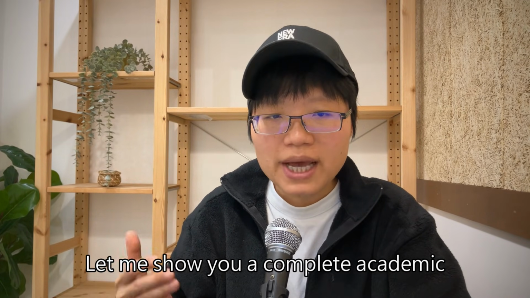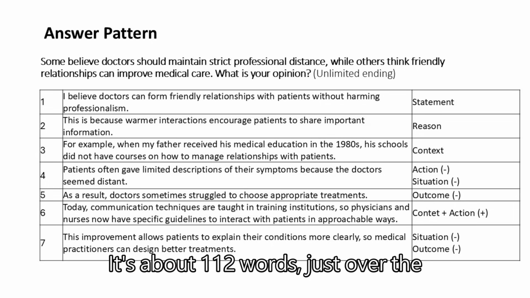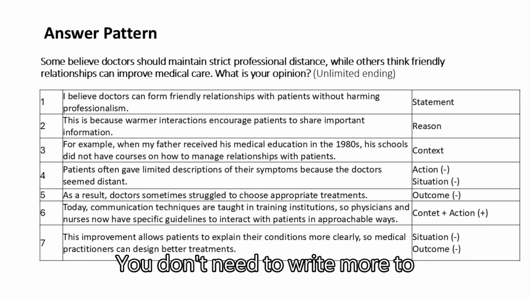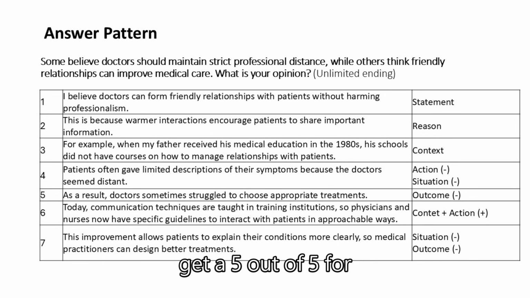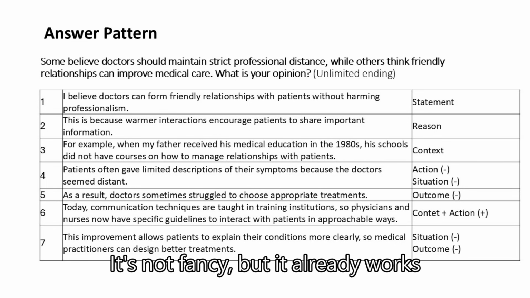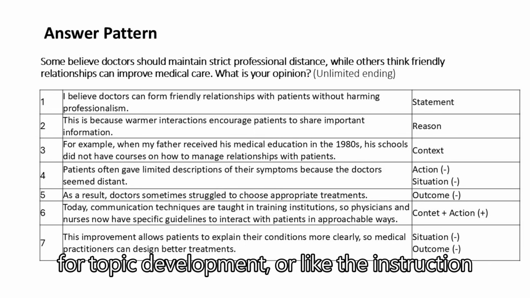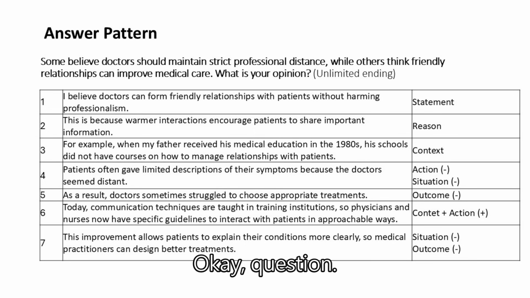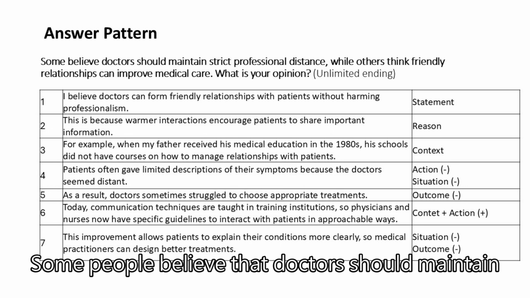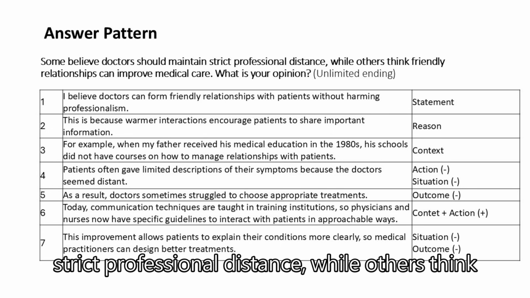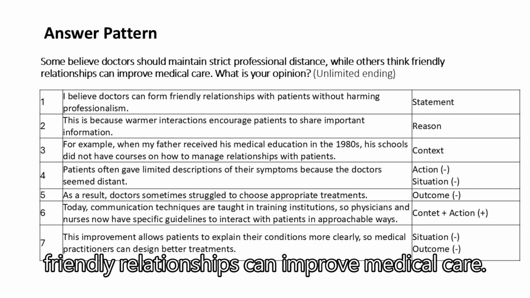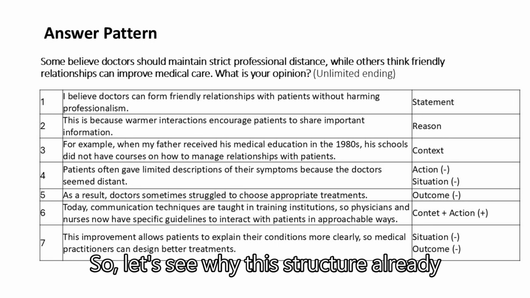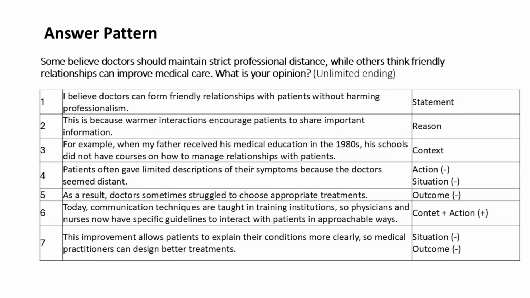Let me show you a complete academic discussion answer first. It's about 112 words, just over the 100-word minimum. You don't need to write more to get a 5 out of 5 for this particular task. It's not fancy, but it already works for topic development, or like the instruction manual calls it, discourse cohesion. Okay, question. Some people believe that doctors should maintain strict professional distance, while others think friendly relationships can improve medical care. What is your opinion? So let's see why this structure already works.